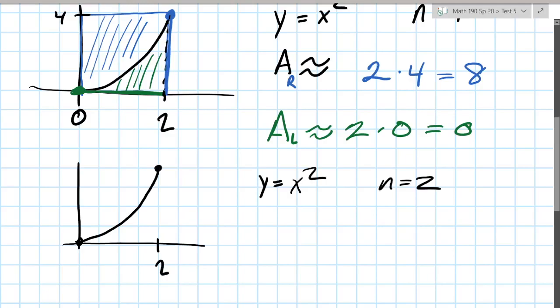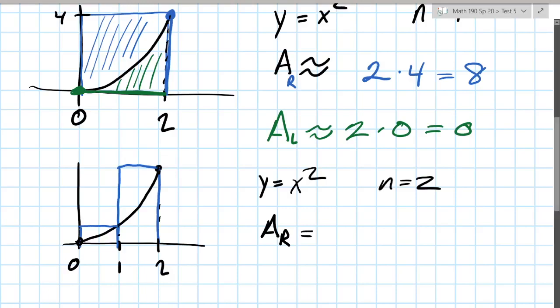now if we cut it into 2 pieces, so if I cut the x-axis into 2 pieces, I would have to go from 0 to 1 and then from 1 to 2. And we're looking at something like this. If I use the right-hand endpoints to make my rectangles, my first right-hand endpoint would give me this rectangle. My next right-hand endpoint would give me that rectangle.